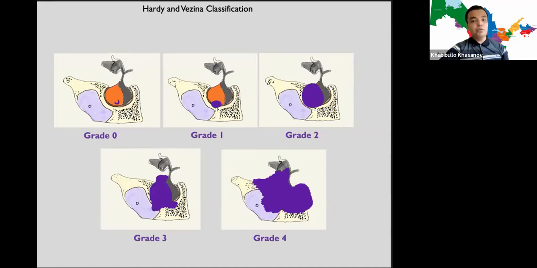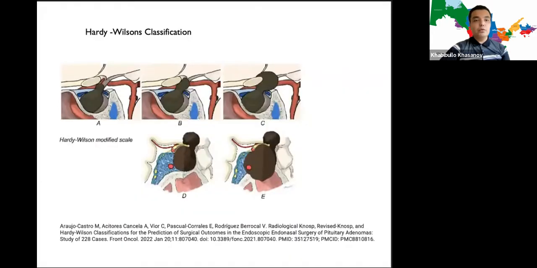Despite the utility of the Hardy-Wilson-Vezina classification, which is relevant for surgery and biology, it can distinguish between invasive and non-invasive adenomas, but it cannot better describe cavernous sinus invasion. That's why it was modified later by Wilson. According to Wilson, the tumor is graded like A, B, C and D according to its suprasellar extension and extension towards the cavernous sinus.